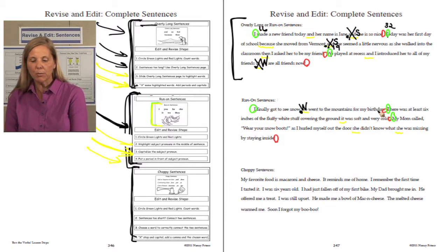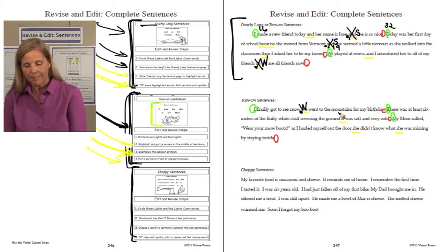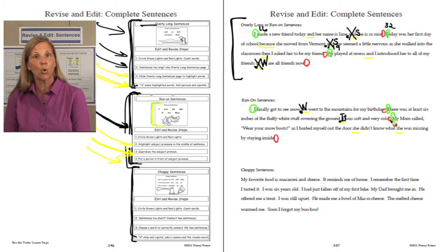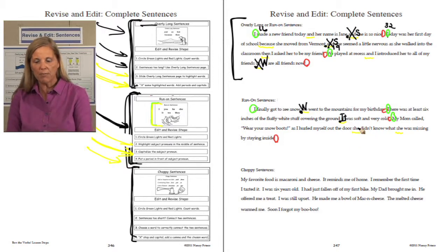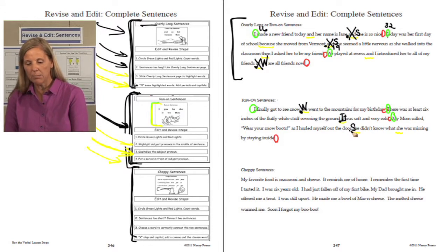We went to the mountains for my birthday. There was at least 6 inches of the fluffy white stuff covering the ground. That all makes sense. I get to the word it. Okay, what do I need to do? Capitalize it. Put a period in front of it. It was soft and very cold. Excellent. My mom called, "Wear your snow boots," as I hurled myself out the door. So everything sounds complete before I get to this yellow. She, okay, so what do I need to do? Capitalize it, put a period.